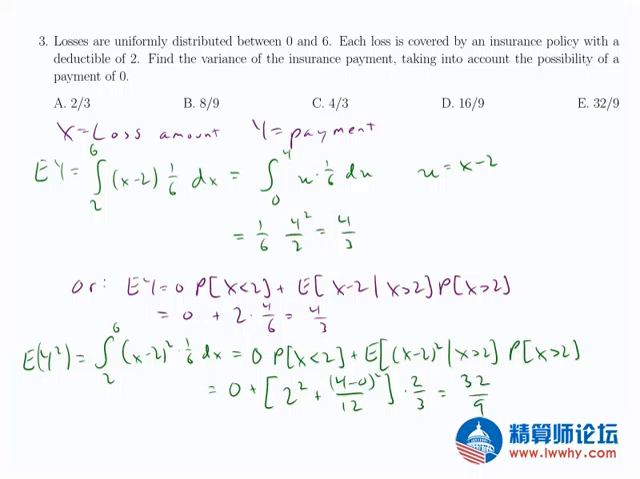So what is going to be the variance of y? The variance of y is going to be the second moment, 32/9, minus the first moment, 4/3 squared. 4/3 squared is going to be 16/9, so 32 minus 16 gives me 16/9. And my answer is answer choice D.